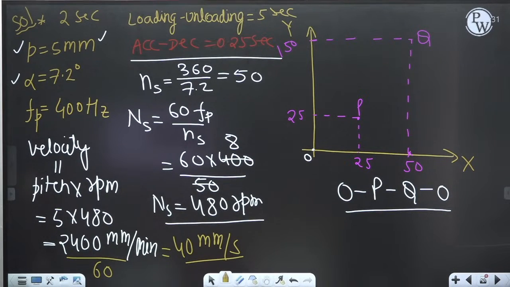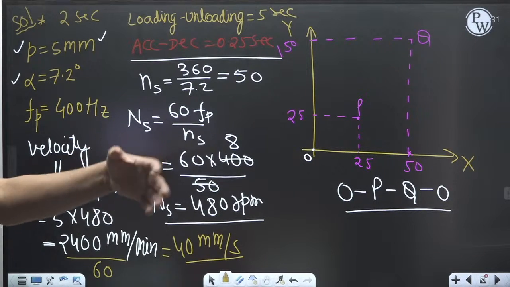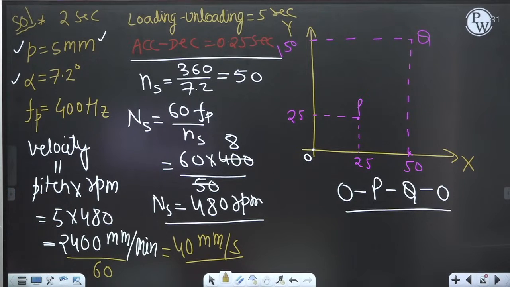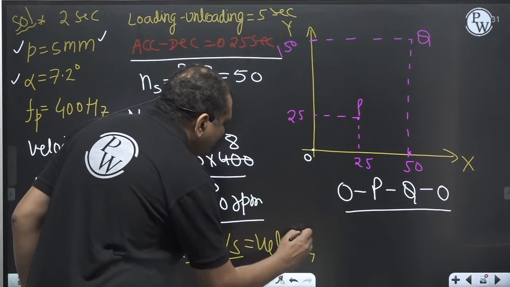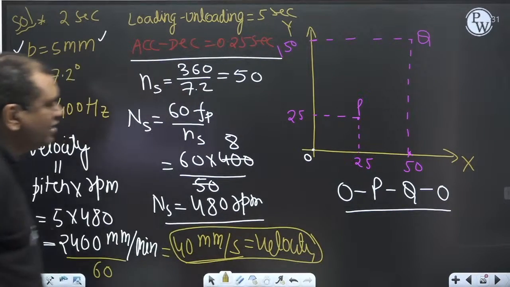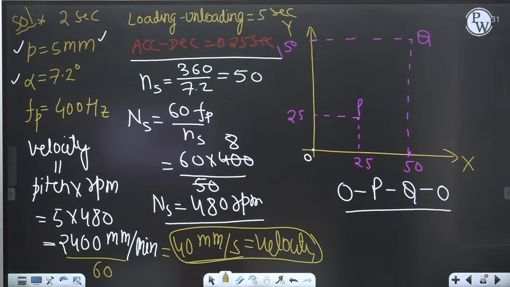This Abhyas has the same sequence as the crash course. So this is the velocity of a stepper and the velocity of the lead screw: 40 millimeters per second.